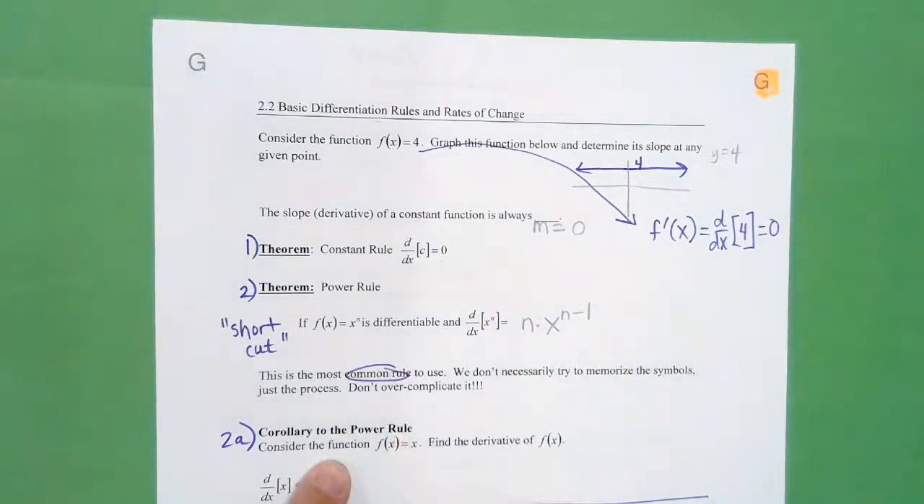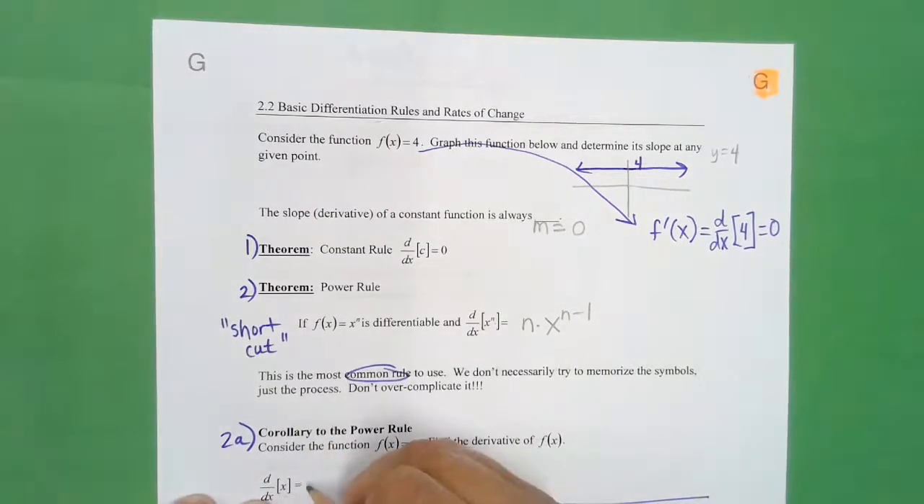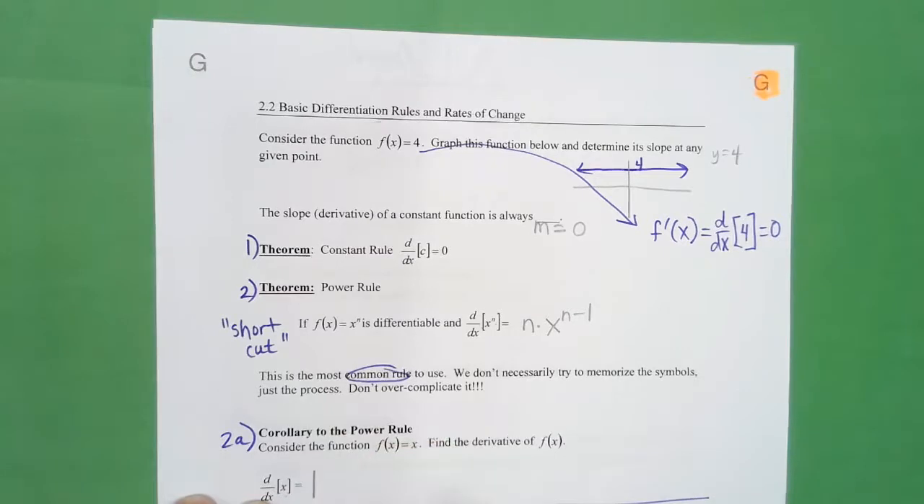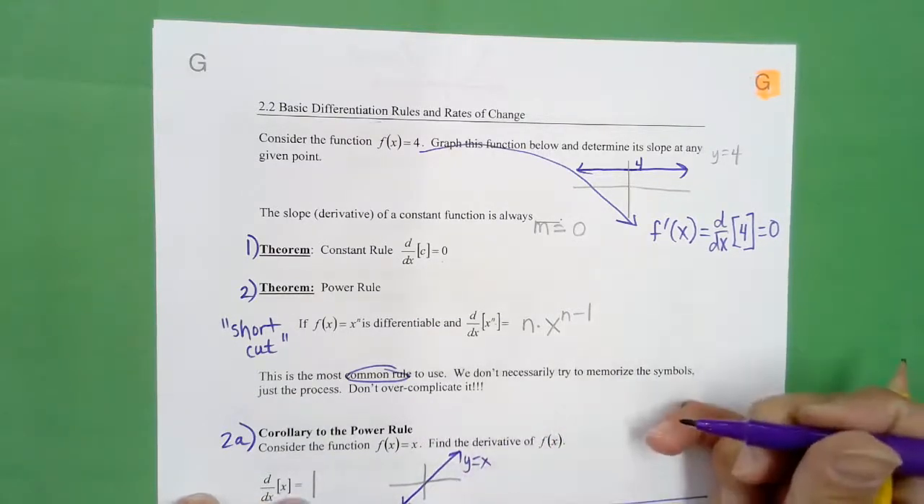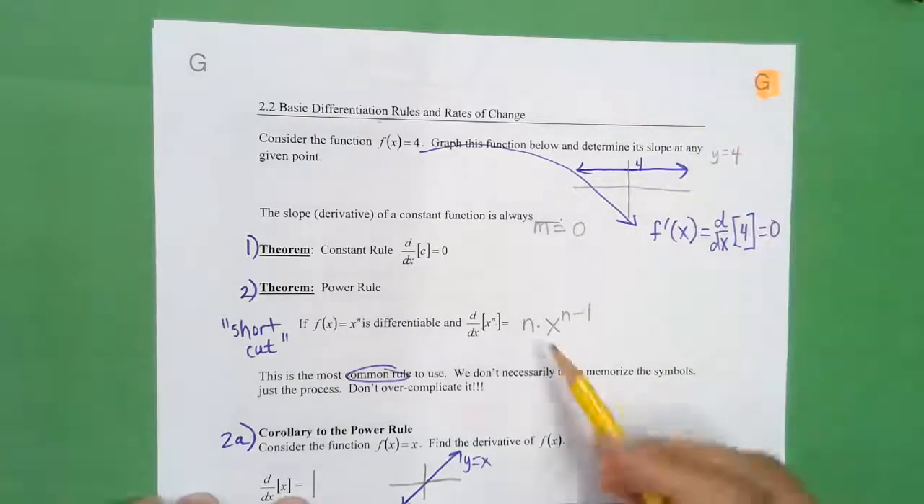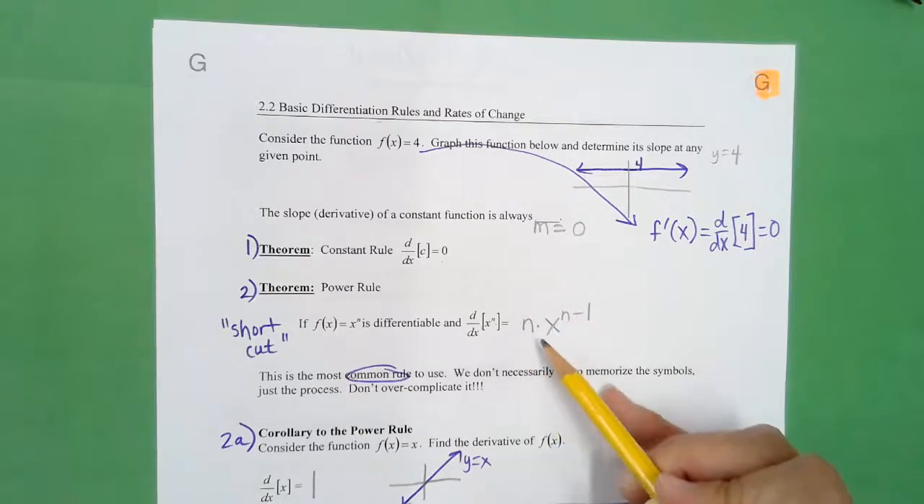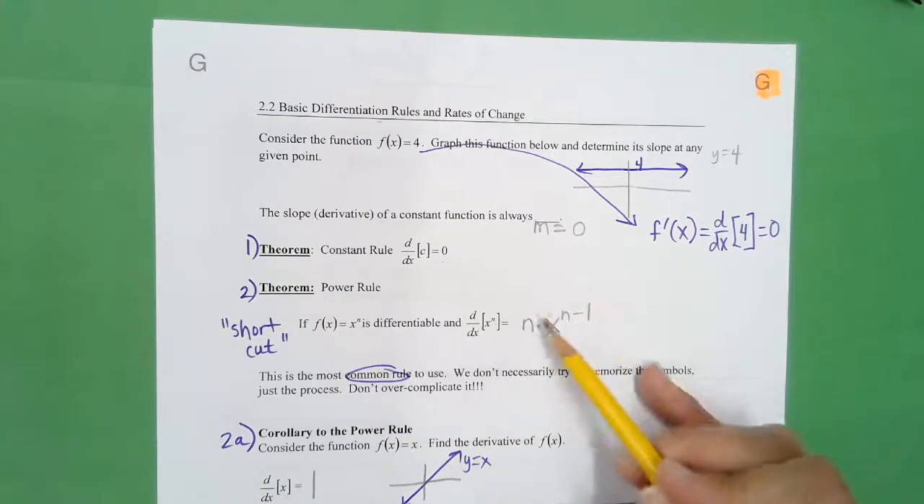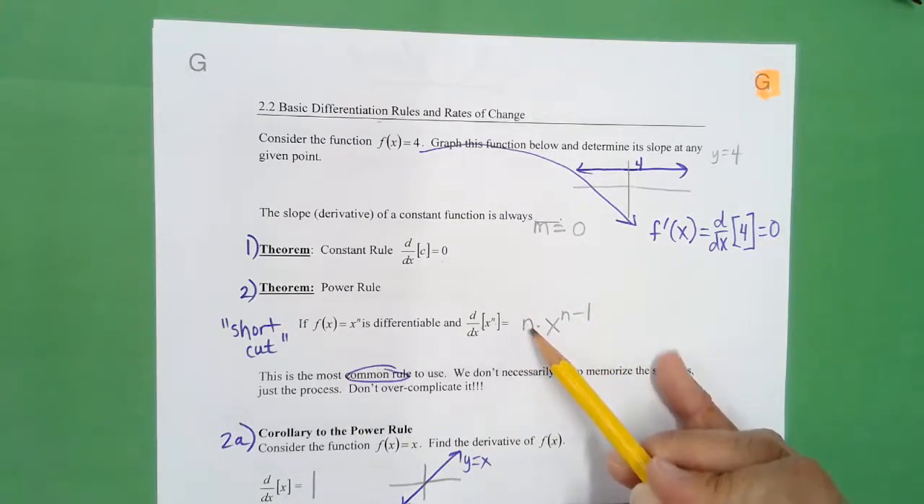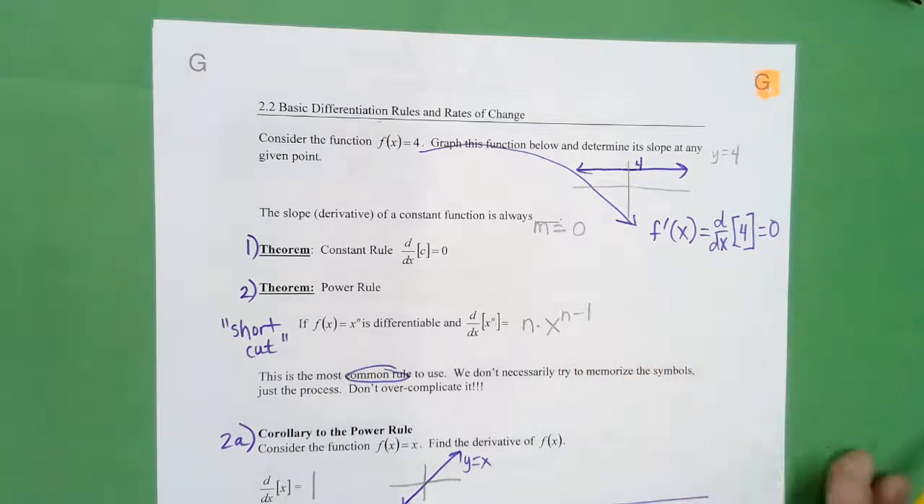Now the corollary to that is if we just have x, the derivative of x is just 1. If you think about what that looks like in terms of a graph, that is the parent linear function, and no matter what, the slope of this parent linear function is always 1. Keep in mind too, there is going to be another rule later that I'm going to bring back up if there is an existing coefficient in front of the original term.